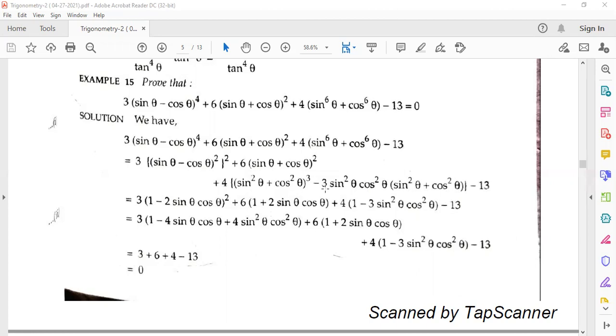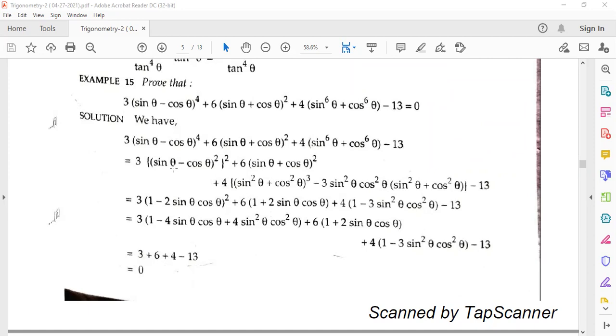Previously we have set our objective: where it is possible, we make sin square theta plus cos square theta equal to 1. It was our intention, right? This was our intention: wherever possible, we will put sin square theta plus cos square theta as 1. So as much as is possible, we are trying to do that here.